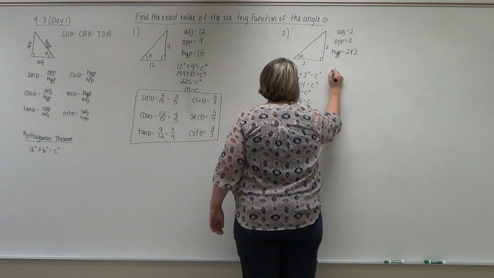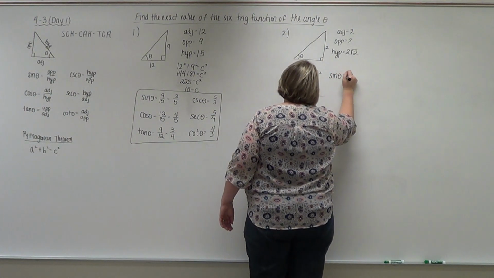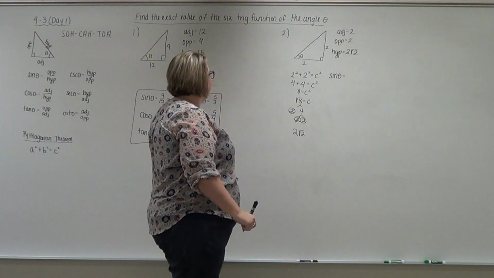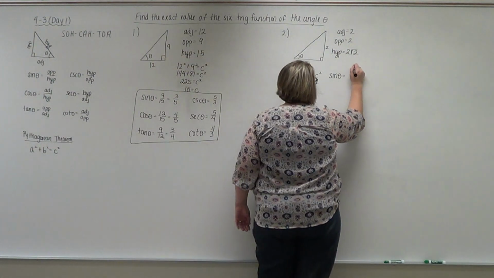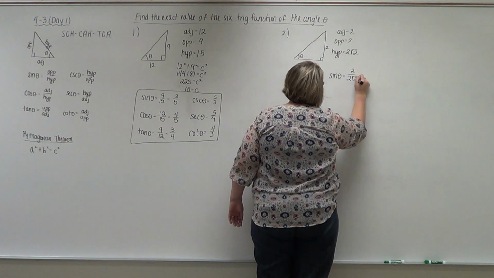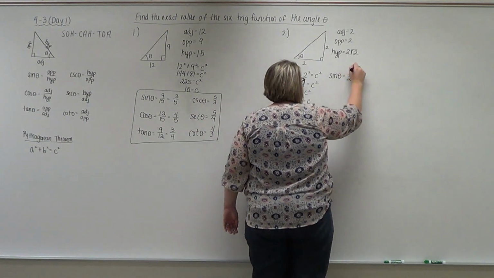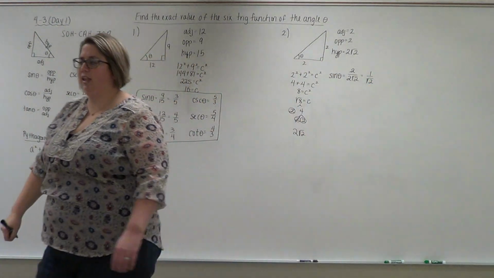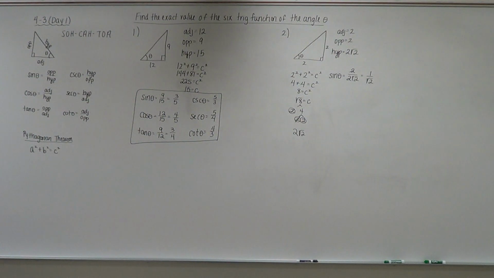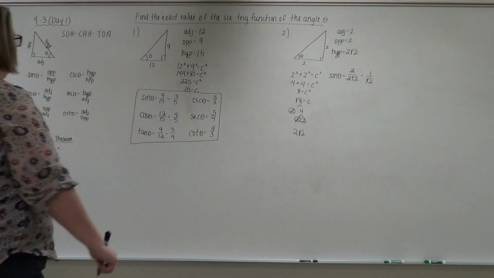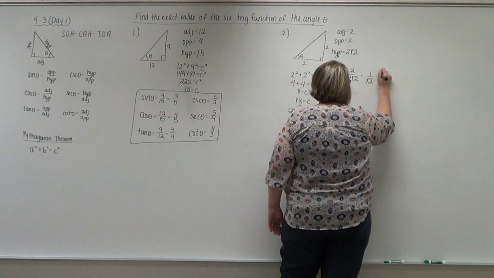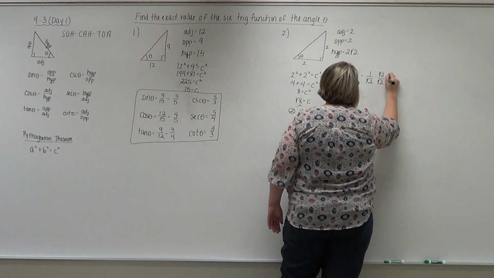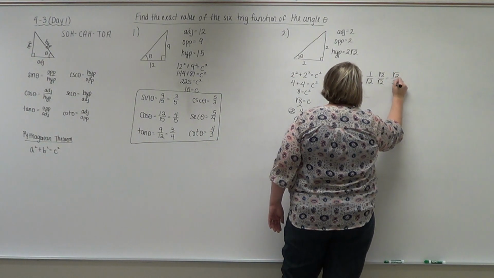So sine is opposite over hypotenuse. So the opposite is 2. Hypotenuse is 2 square root of 2. Well, the 2's cancel. So my sine is 1 over square root of 2. Okay, but I can't leave that as my answer because you can't have a square root in the denominator. So you're going to have to rationalize it. So you're going to have to multiply by square root of 2 over square root of 2. So my sine is square root of 2 over 2.